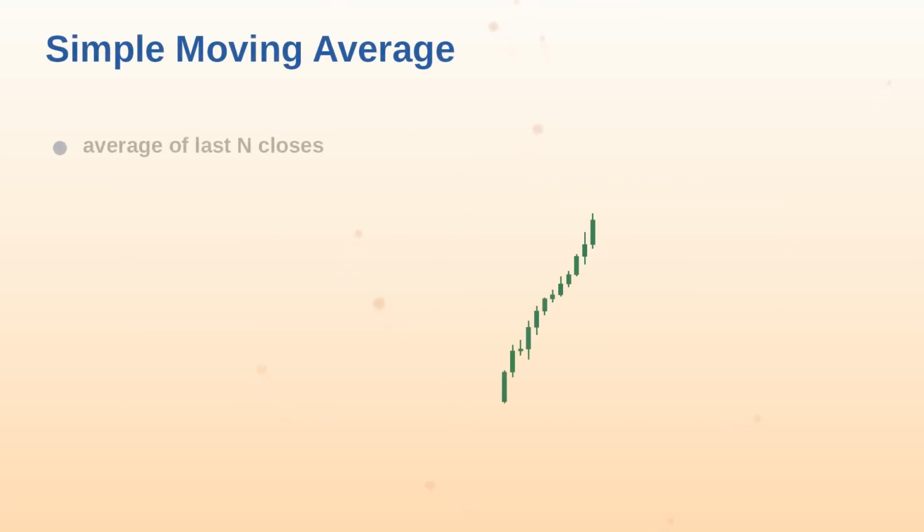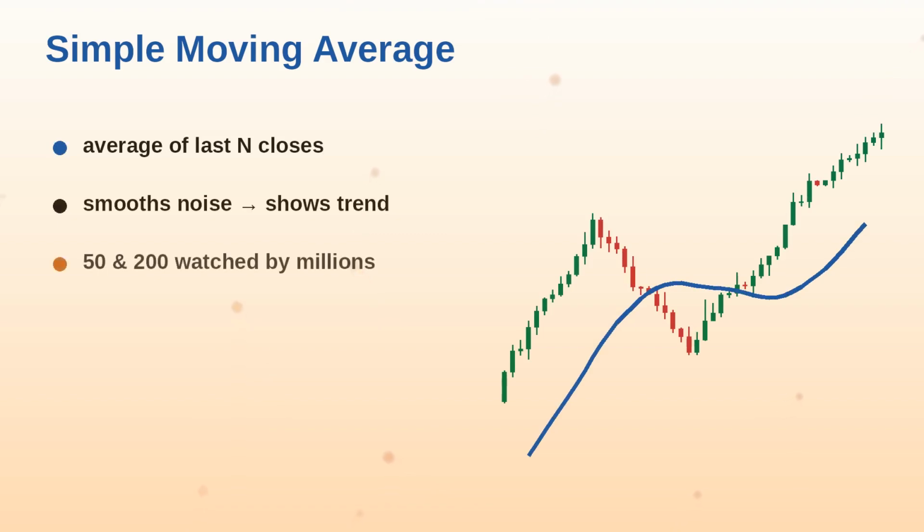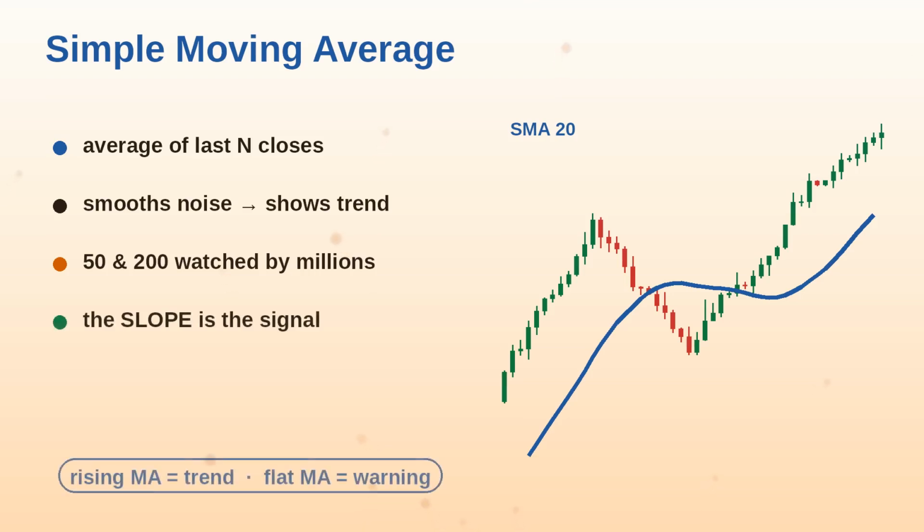The simple moving average, the oldest tool in the book. Take the last 50 closes, average them, plot the result, and repeat for every candle. The line smooths out the noise so the trend becomes visible. The 50 and 200 period averages are the famous ones, watched by millions. Price holding above a rising average, healthy uptrend.